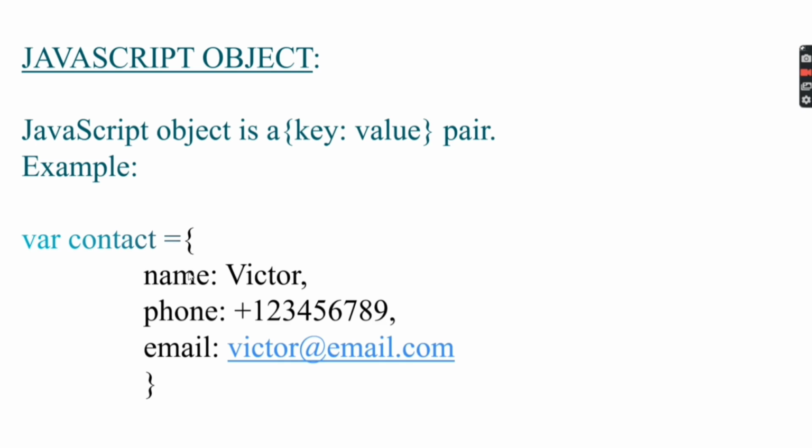Open your curly braces. The first key here is name and the value is Victor. The second key here is phone and this is the value of that phone number. The third key is email and this is the value for that email. I'll close the bracket. Okay. Now in my JavaScript object, I have 3 keys and 3 values respectively. So it's 3 key values. You can have more than this.